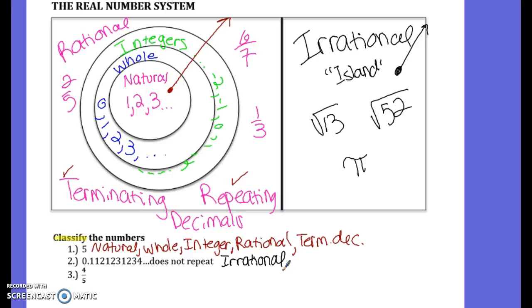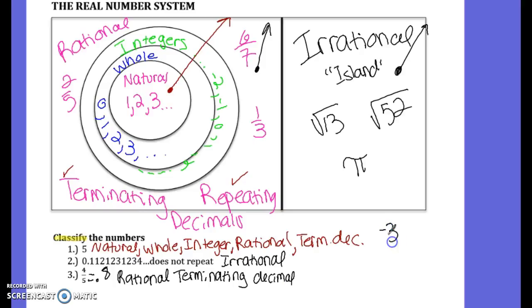Number 3 says 4/5. 4/5 is really 0.8. Does it fit? Oh, the smallest circle it fits in is actually rational. So I just know that it's rational. And since 0.8 is a terminating decimal. Real quick, just think if you had -3, you would start with integer and work your way out. And I would say that would be Z for integer, rational, and terminating.